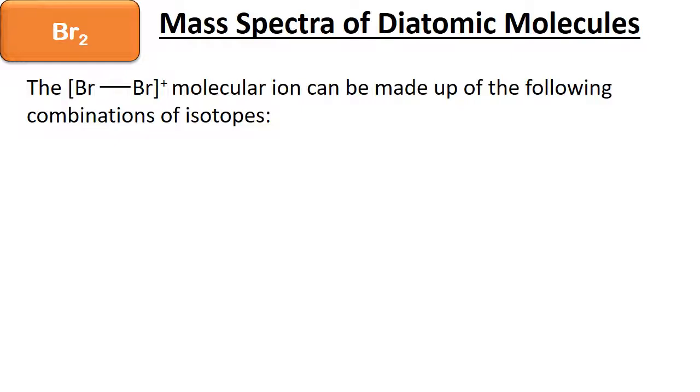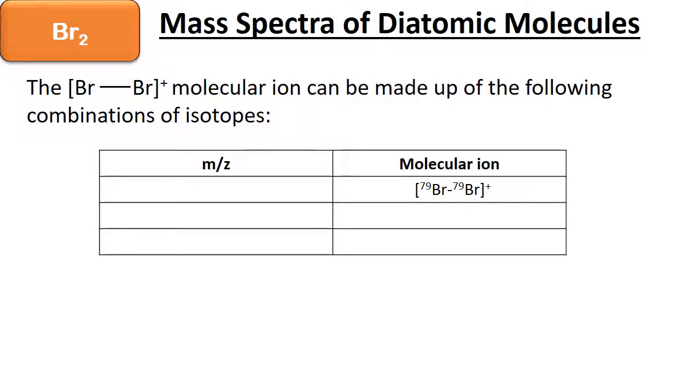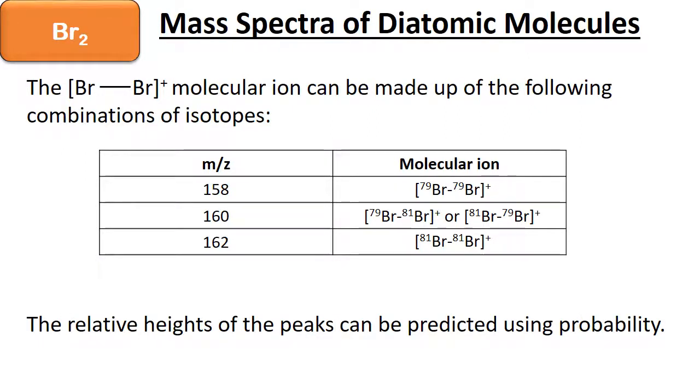We then have to consider the molecular ion peaks. So we can have the following combinations of isotopes. So if our molecular ion is a combination of two bromine 79s, we will get a mass to charge peak at 158. We can then have the first atom being a 79 and the second atom being an 81Br, or we can have the opposite way around, the first atom in the molecule being 81 and the second being 79. Both of these cases will give us a mass to charge of 160. We can then just have both the atoms in there being bromine 81 to give us a mass to charge of 162.